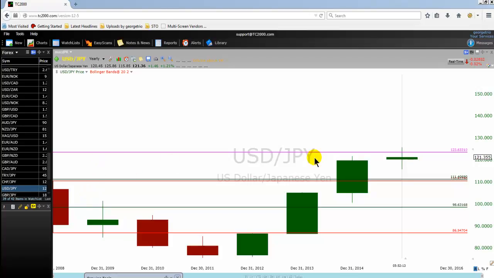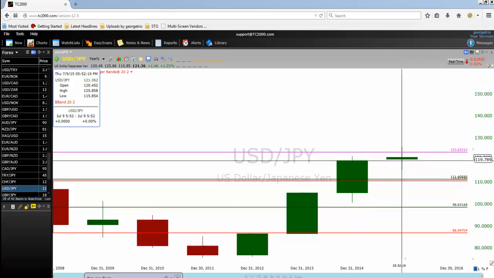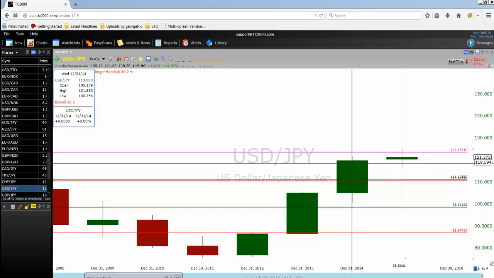Okay. The next key levels that I want you to pay attention to is the high. You see here, we are now in 2015. We must pay attention to the high of 2014. That high is another key level at 121.85. High of 2014, 121.85. The low is at 100.75. That's the low of 2014.